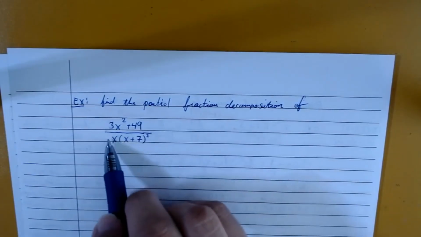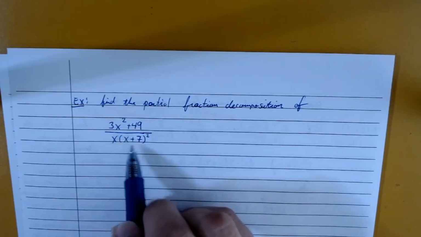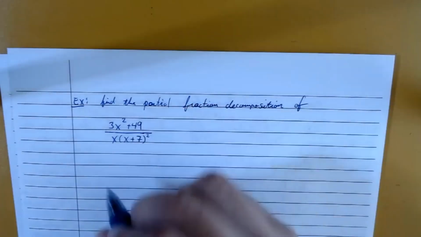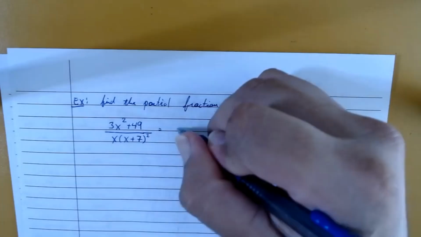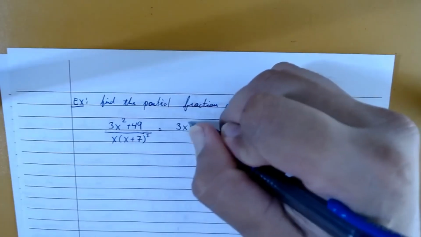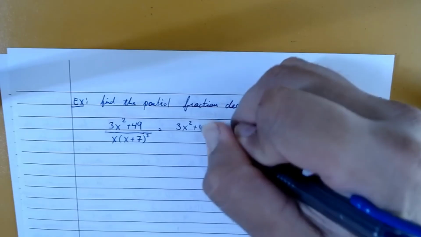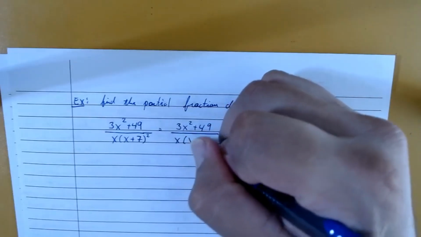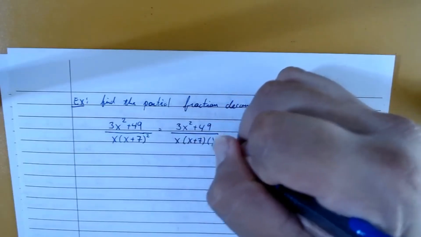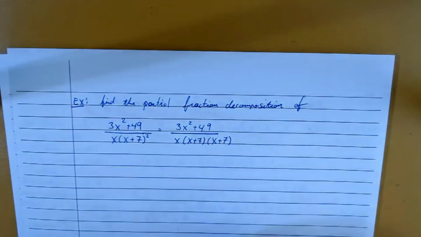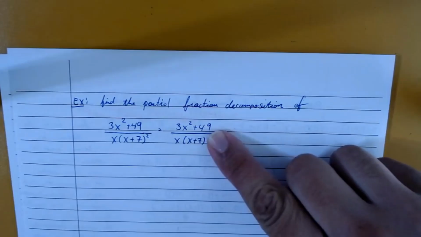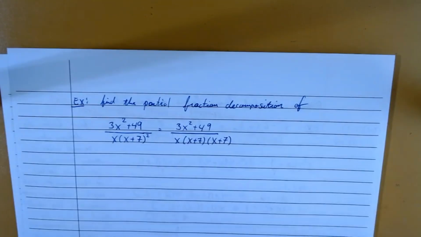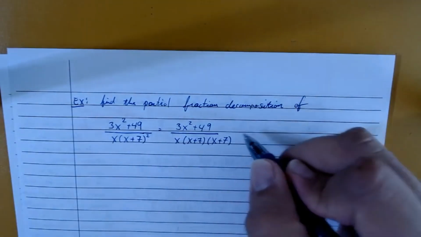So here, this is like case number 1 because these are different. Oh, but this is like case number 2 because they repeat. So in that case, you're going to have a mix of both. Before I even start the decomposition, I'm going to go ahead and write this out as (3x squared plus 49) over x times (x plus 7) times (x plus 7). So that's sort of a mix of both. Without this one, that would be case number 1. Without this one, that would be case number 2. Put them all together, and that's a mix of both. Okay, so how does this work?